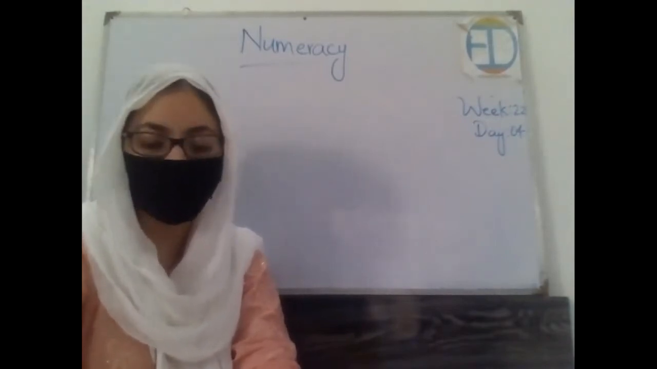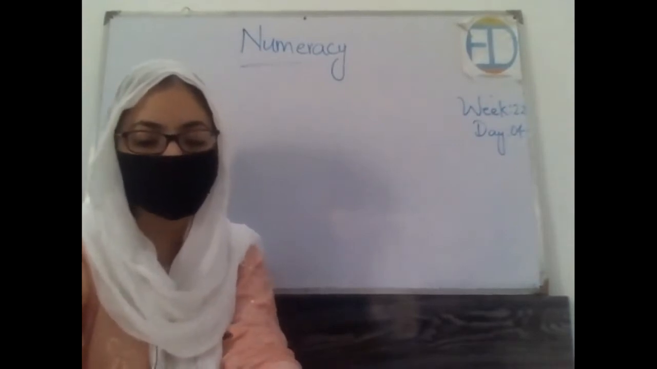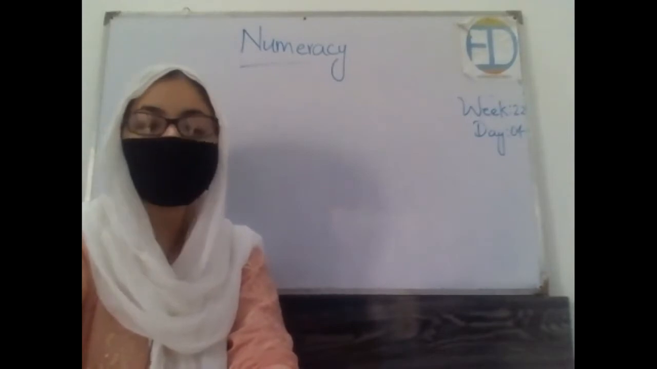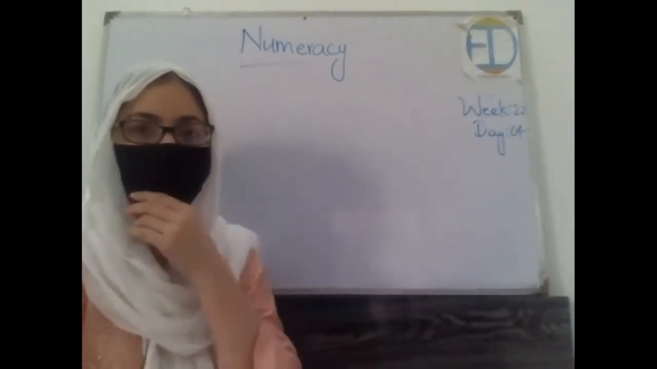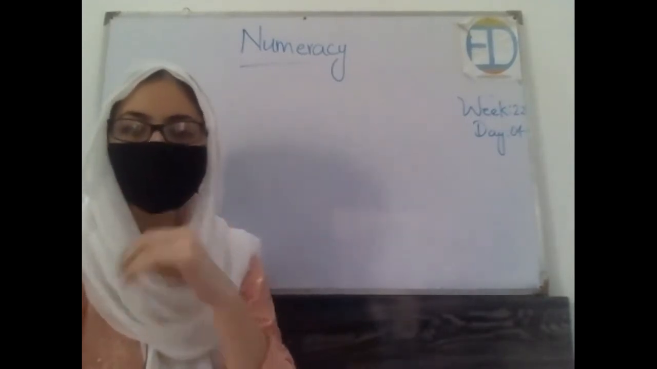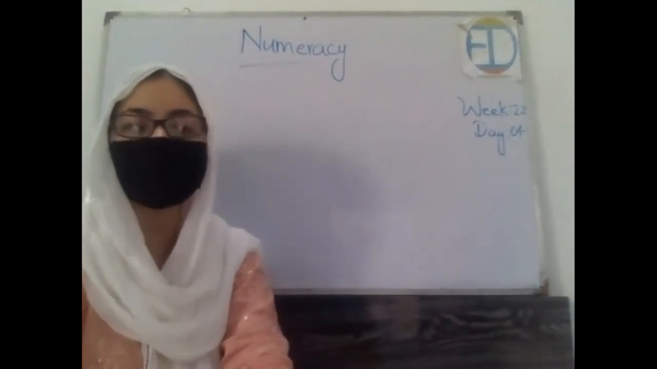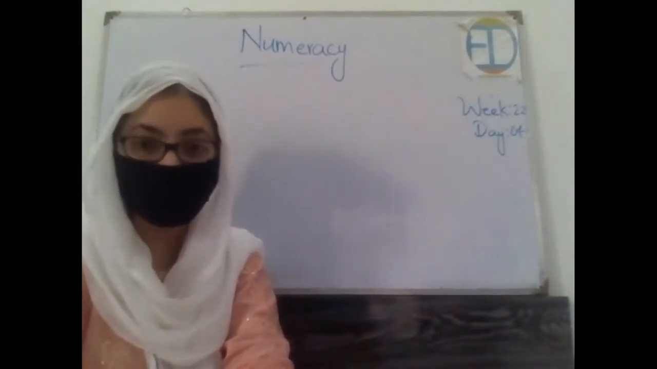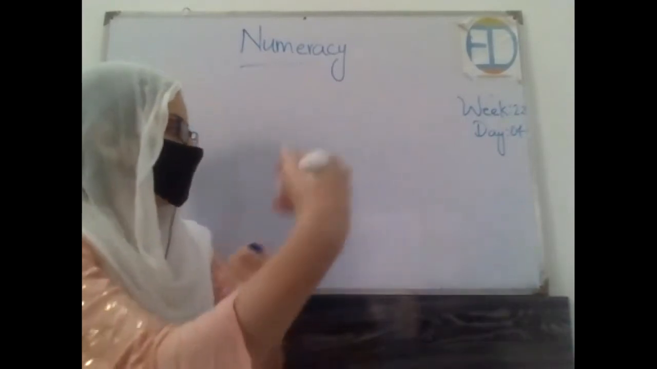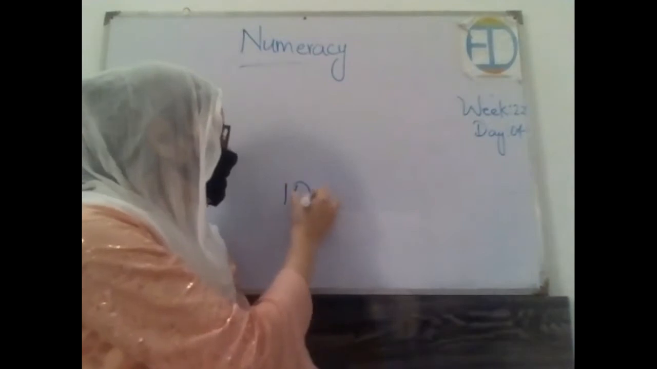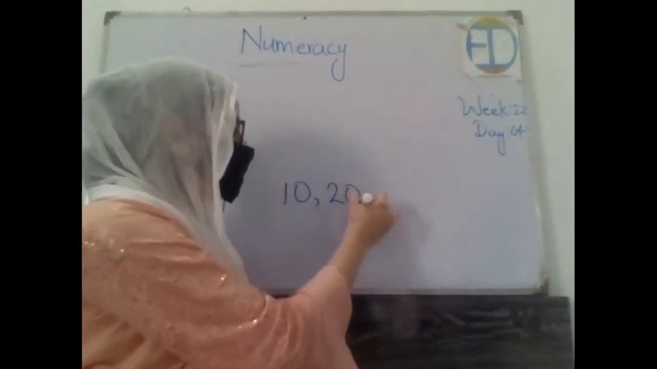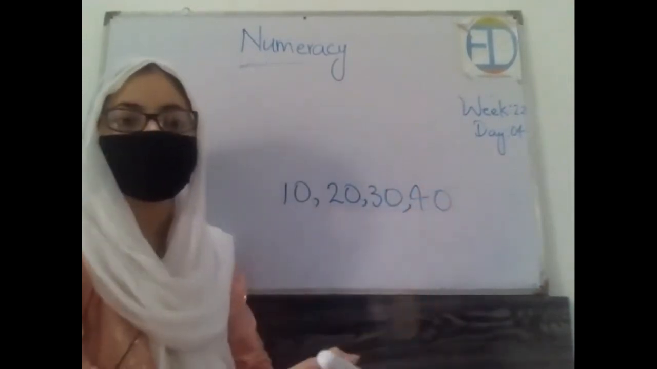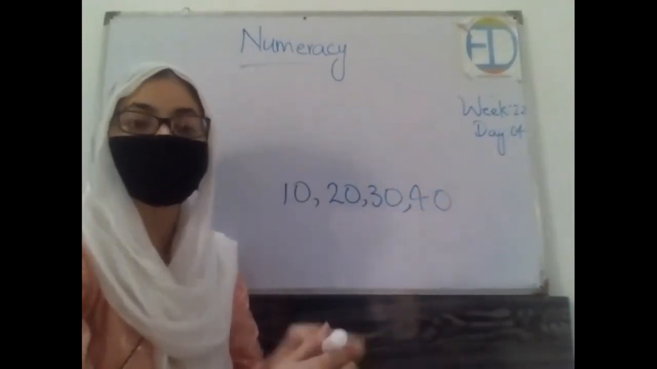Now, who is going to tell me what we did in our last class? What was the topic? Counting in tens. Excellent. And we practiced exercises of it as well, in that we are just supposed to count the things in the form of tens, right? And our answers are like this: 10, 20, 30, 40, and so on, right? Why? Because we count in the form of tens.